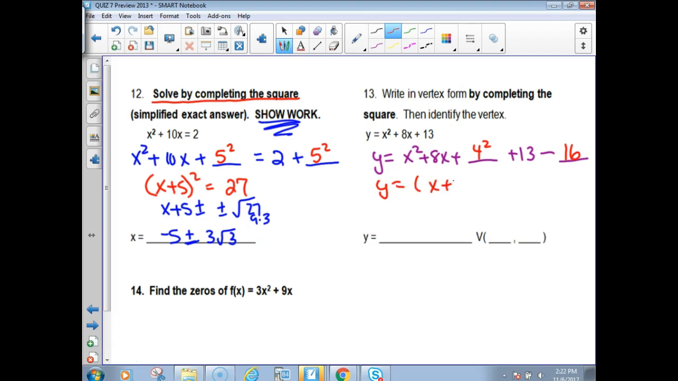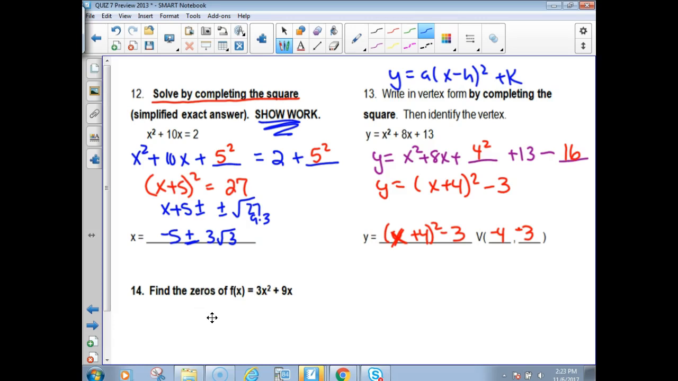Factor that to x plus 4 quantity squared and then simplify, minus 3. There goes the problem. You've got your vertex. This is the equation that goes here, and then the vertex is negative 4, negative 3. Remember, we were trying to get it into y equals a times x minus h quantity squared plus k form, which is vertex form.